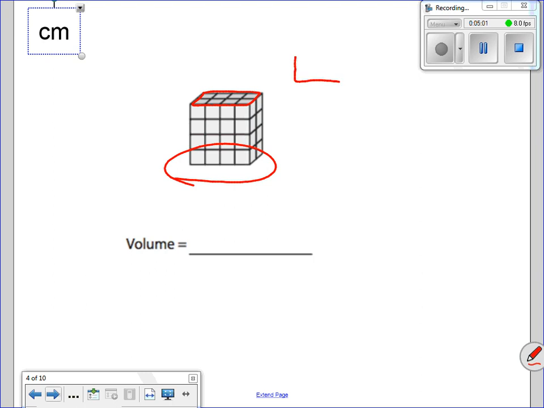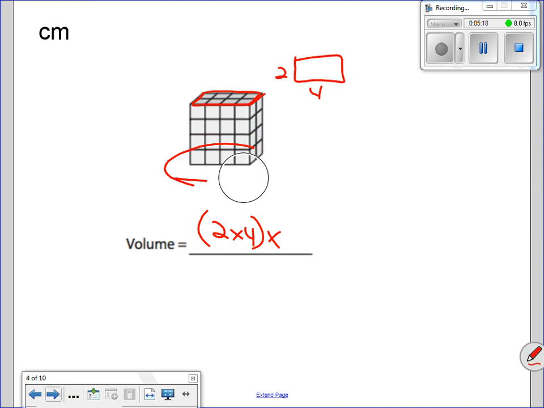So if the rectangle looks like this, the width would be 2 and the length would be 4. So my formula would be 2 times 4, which equals my big B, times my height. Let's see, where can I find the height on this? Looks like 1, 2, 3, 4. You see how tall it is right here? It's a height of 4.